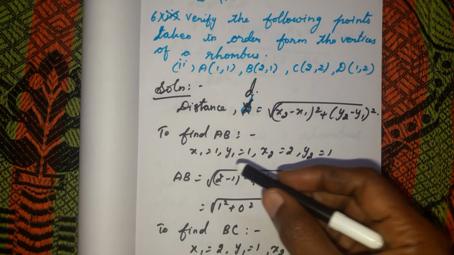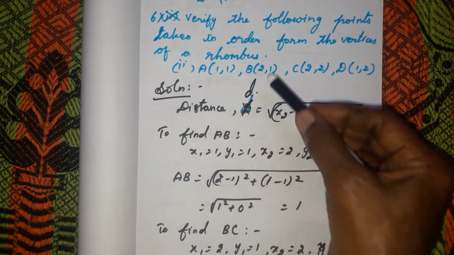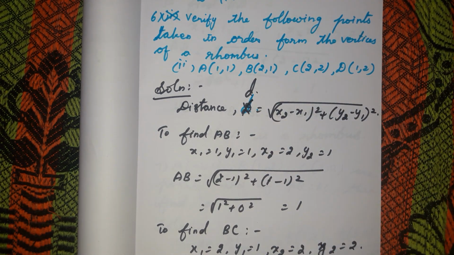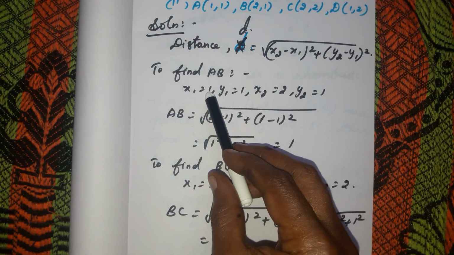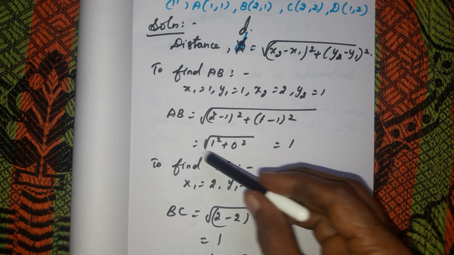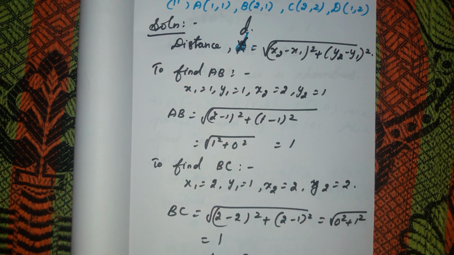Here we want to find out AB first. x1 is 1, y1 also 1, x2 is 2, y2 is 1. AB is equal to root of (x2 minus x1) the whole square, (2 minus 1) the whole square plus (1 minus 1) the whole square. It's equal to root of 1 square plus 0 square, which is equal to 1.